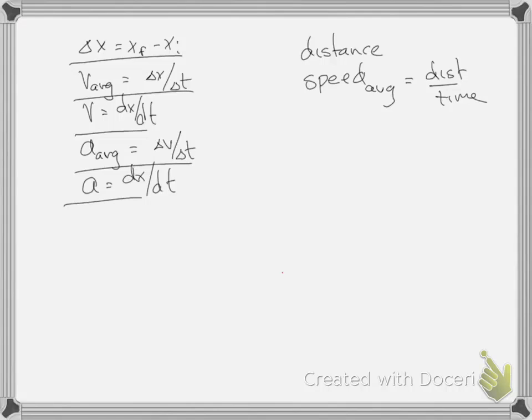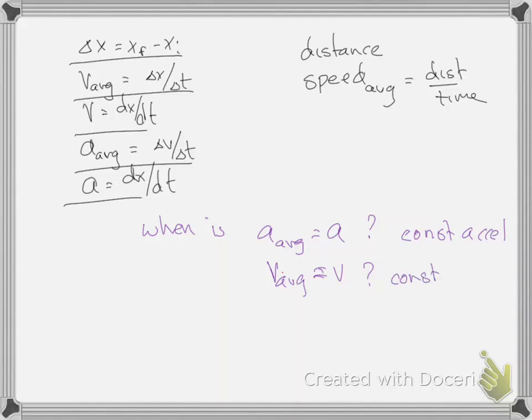The first is to remember at the end of class, the very last thing we said was about when is, for example, average velocity equal to instantaneous velocity, or when is average acceleration equal to instantaneous acceleration, a average equal to a instantaneous, or v average equal to v instantaneous. Those are two separate questions. They're equal when you are traveling at a constant value. So a average is equal to instantaneous acceleration when you're traveling at a constant acceleration. V average equals v instantaneous when you're traveling at a constant velocity.